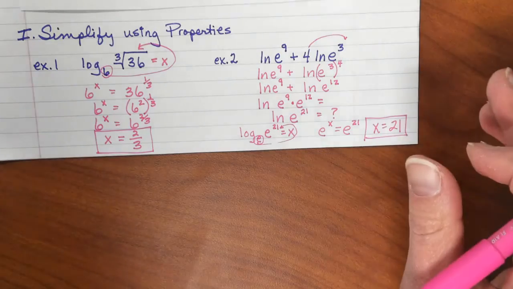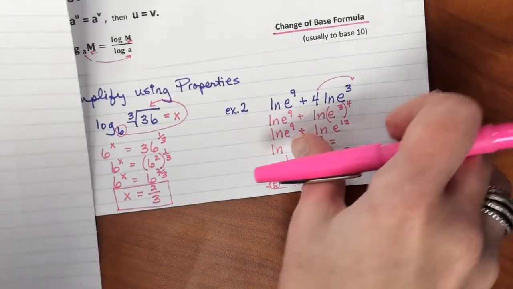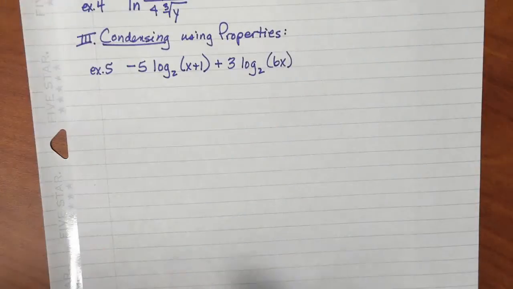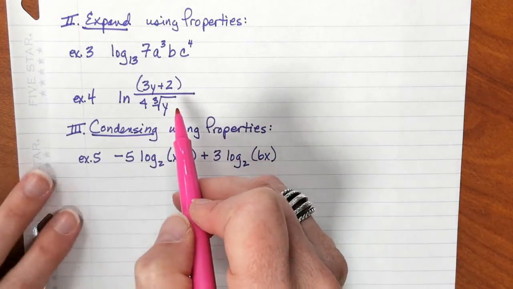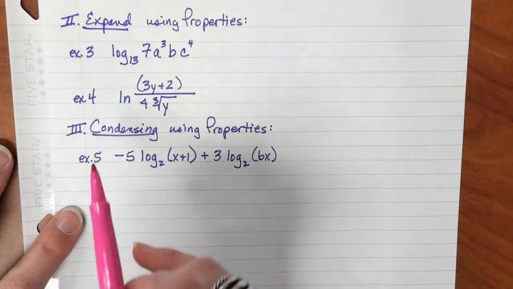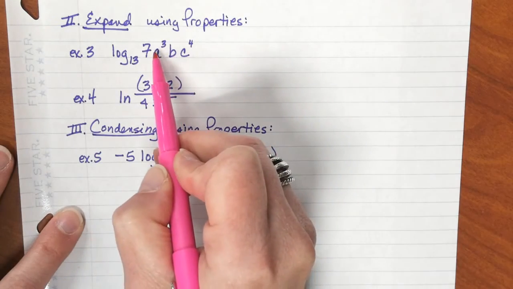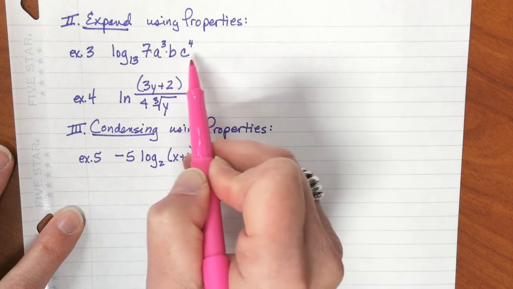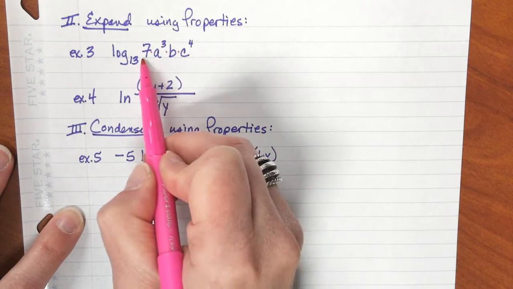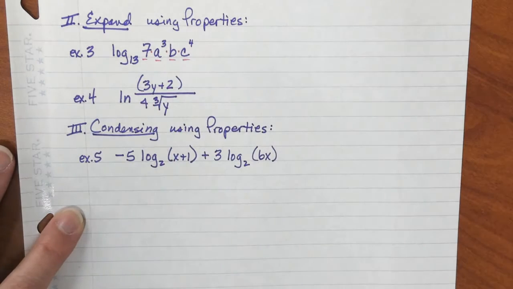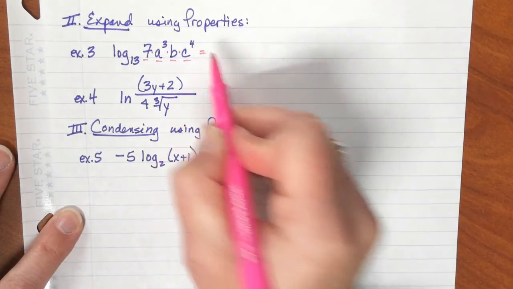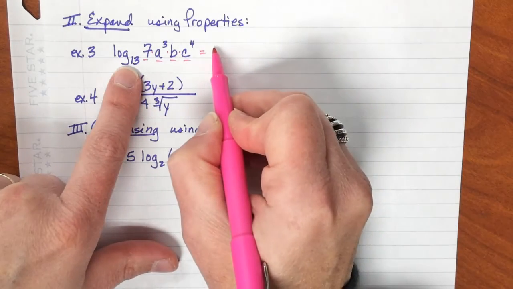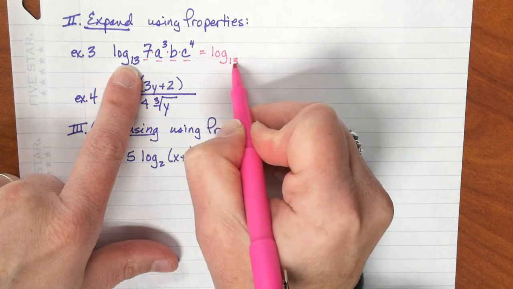All right, let's expand some. Using the properties, if you have problems here that are all multiplied, so all of these terms, let's see, this example says log base 13 of the product of 7, a to the 3rd, b, and c to the 4th. So I have 4 terms there that are all multiplied together. So when I expand it, I need to make sure I have all 4 terms. Okay, so I'm going to expand this first one right here to be the log base 13 of 7.